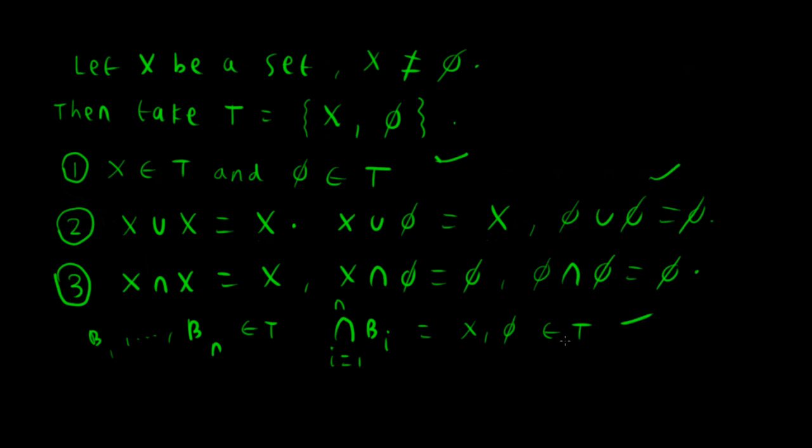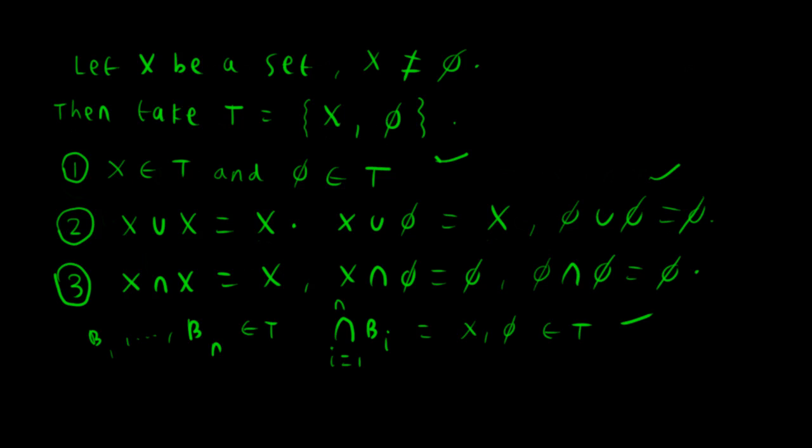So that's good. All 3 conditions checked. So that means that T is a topology on X. Okay, these are the conditions that you need. You need it to be a collection of subsets satisfying those 3 conditions. Okay, hopefully that illustrates things.